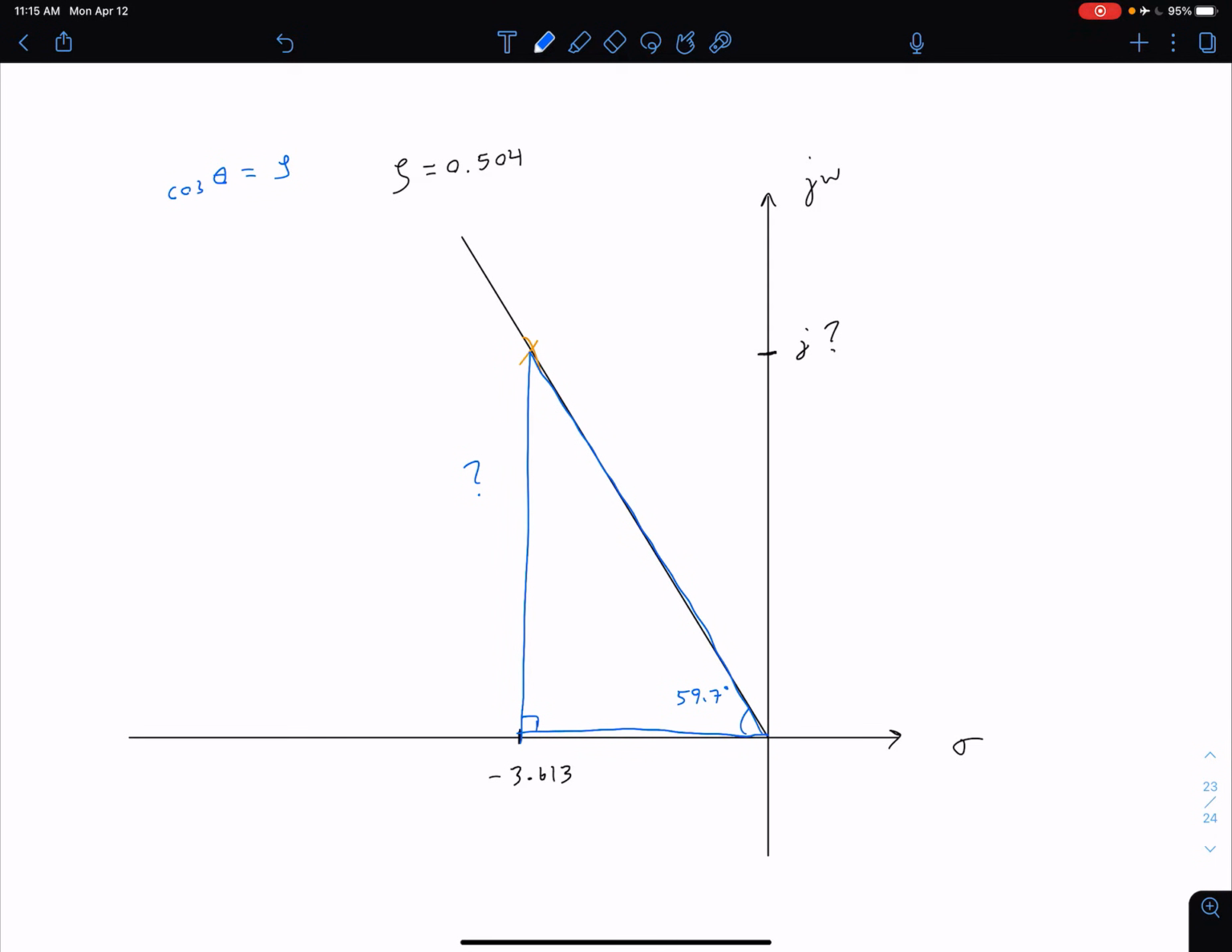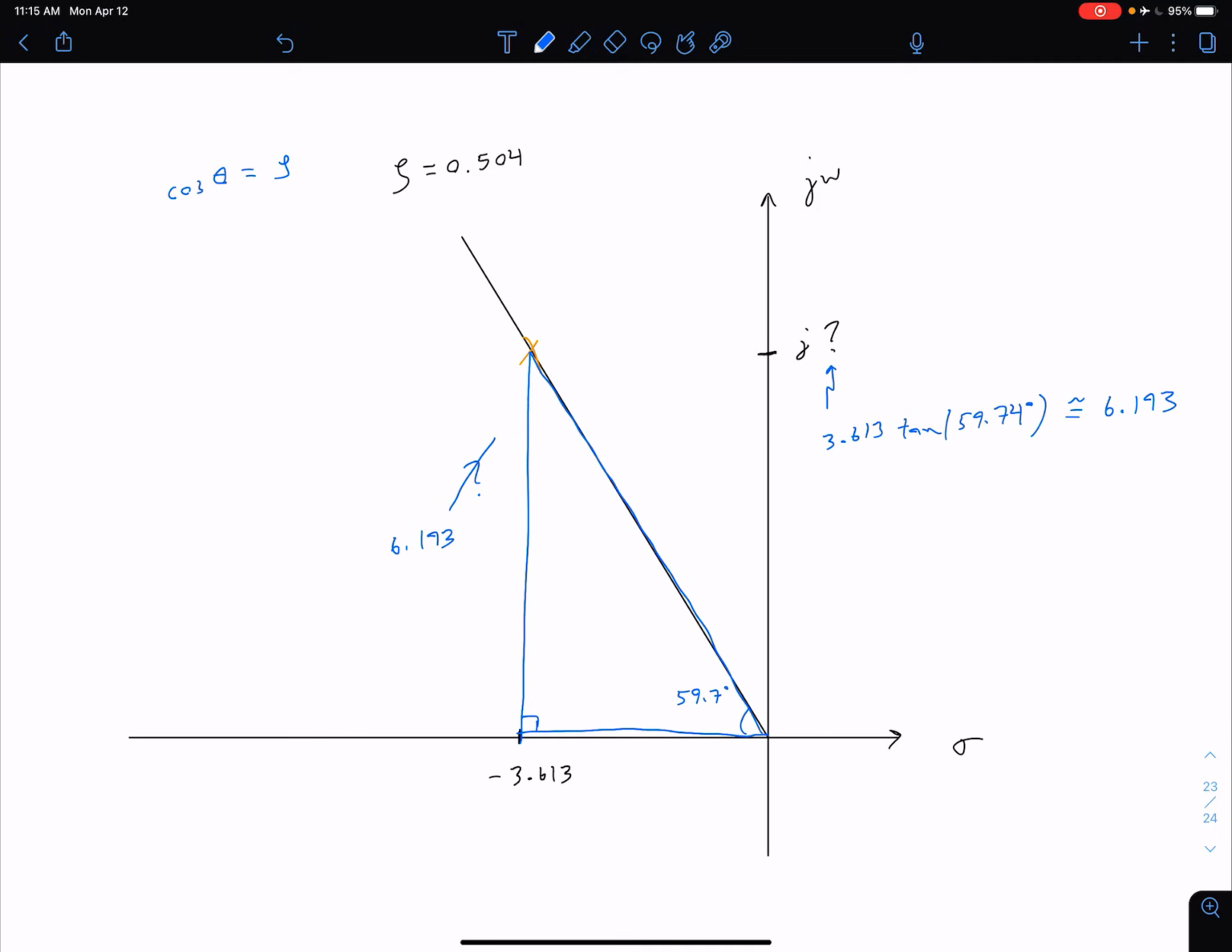Then we can use trig and we can say that this value here, this question mark value that's multiplied by our j, is just going to be 3.613 times the tangent of 59.74 degrees, and that gives us approximately 6.193. So we're saying that this value here is no longer unknown, it's 6.193.